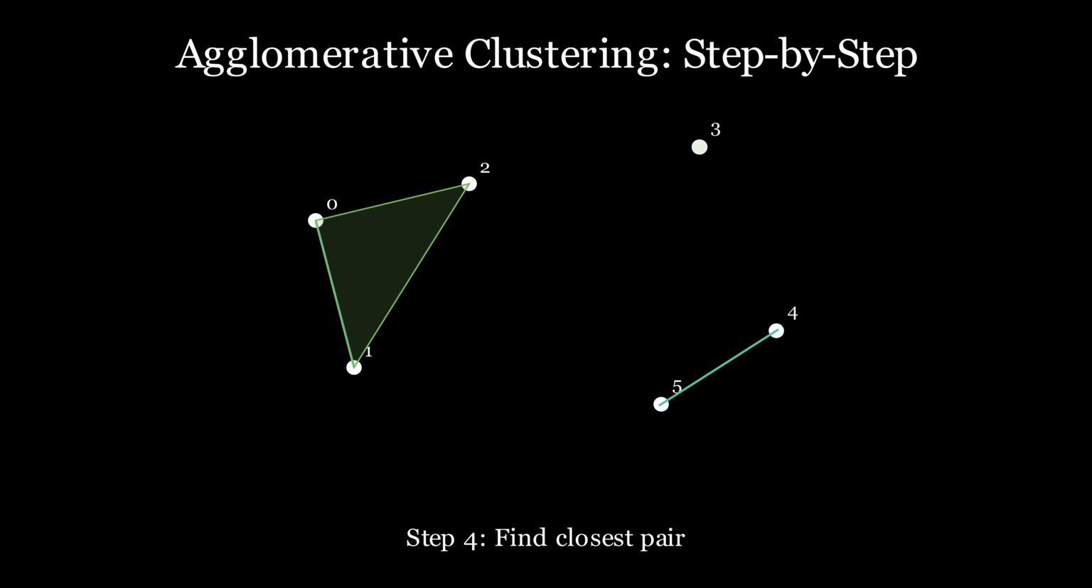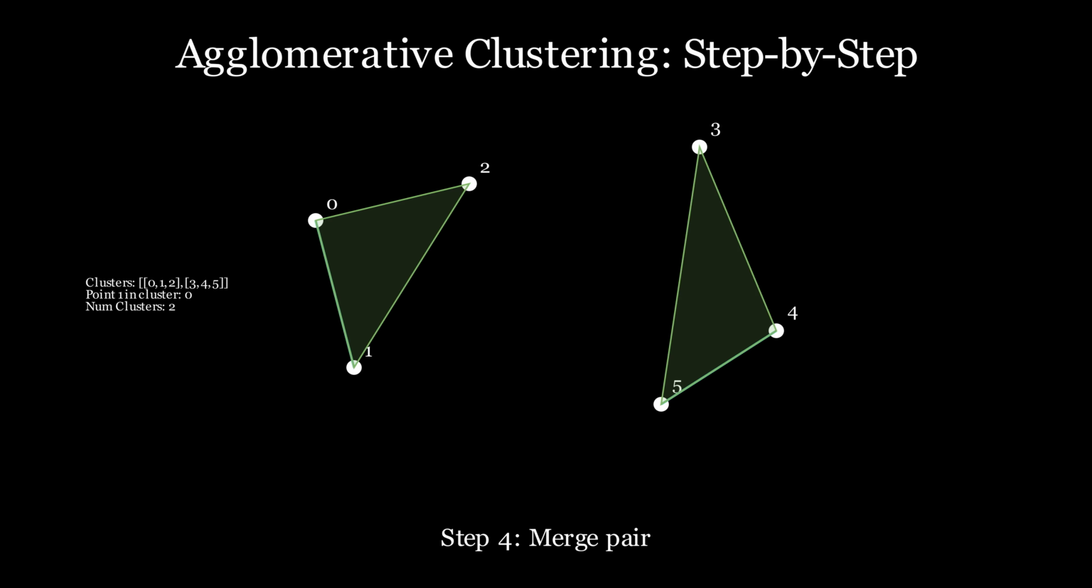We calculate distances between all pairs of current clusters using complete linkage. The minimum distance found is 3.54 between clusters 3 and 4,5. Now, we merge these 2 closest clusters into a single new cluster.